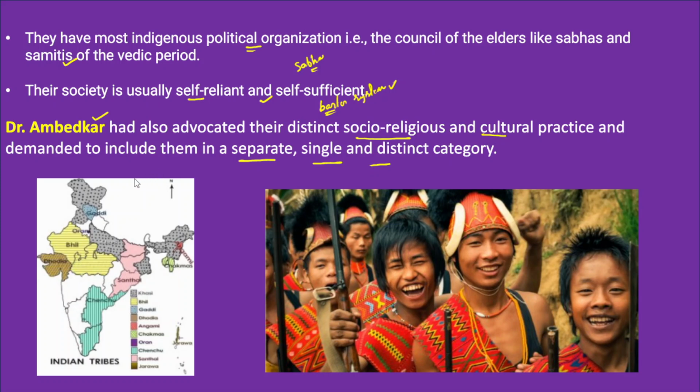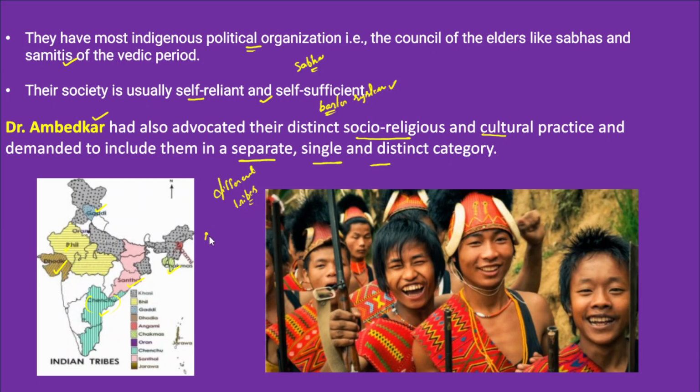The map you are seeing here reflects major tribes who are living in different parts of our country. For example, you can see Gaddis in Uttarakhand and Bhil tribe in Rajasthan, Todia tribe in Gujarat, Santals in Odisha, Chakmas in the Northeast, Chenchus in Andhra Pradesh. So these are major tribes living in different parts of the country. Now, if you have time, please go through the different tribes who are living in the different states across India, because that is very important for your prelims examination. So go through the states and tribes in which they are living.